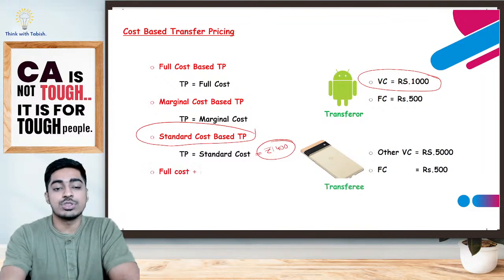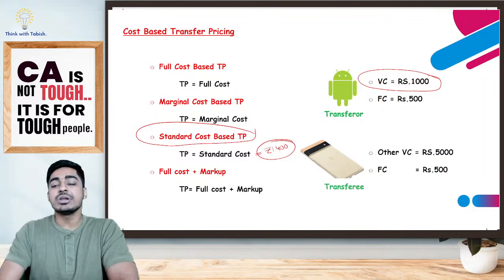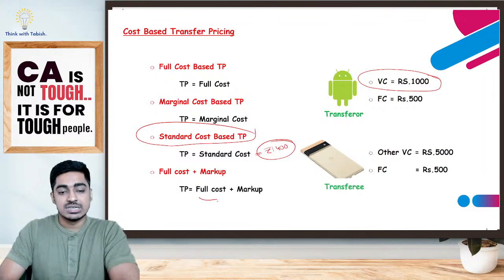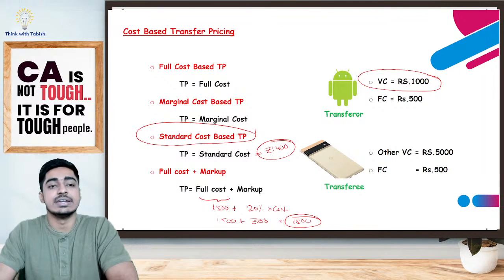Clear? And the fourth one we have is the full cost plus markup. So here Android says, my full cost is 1500. I want a bit of markup. I want 20% on my cost as markup. 1500 plus 20% of 1500, that is 300. So I will transfer it to you at 1800 rupees.